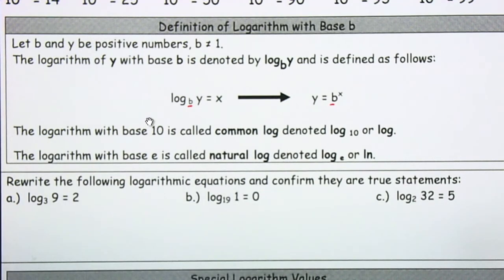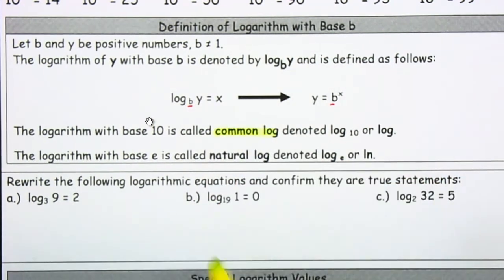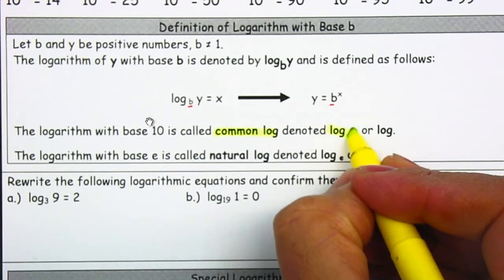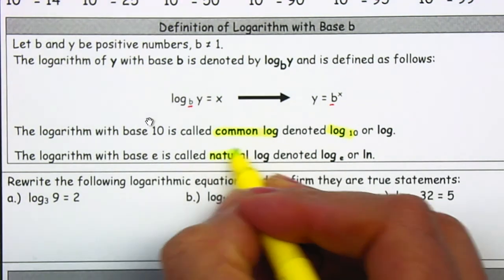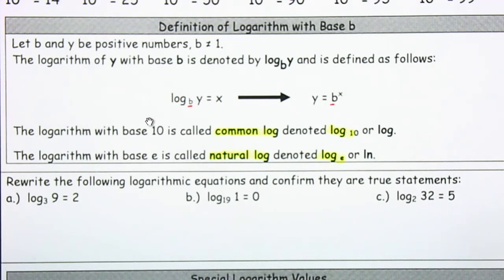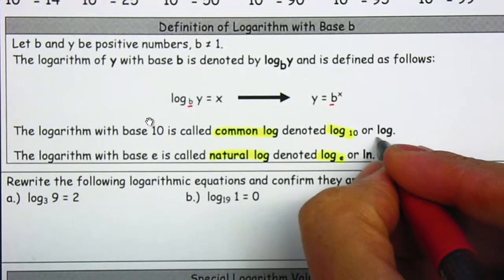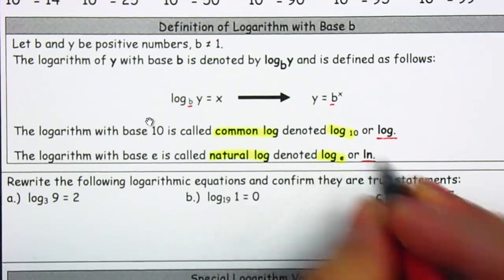The logarithm with base 10 is called a common log, and is the log base 10, but as we mentioned before, if there's a 10, automatically we don't write anything because we use it so often. The natural log is log base e, and we write it down as ln. So whenever you see ln, it's basically the log base e.